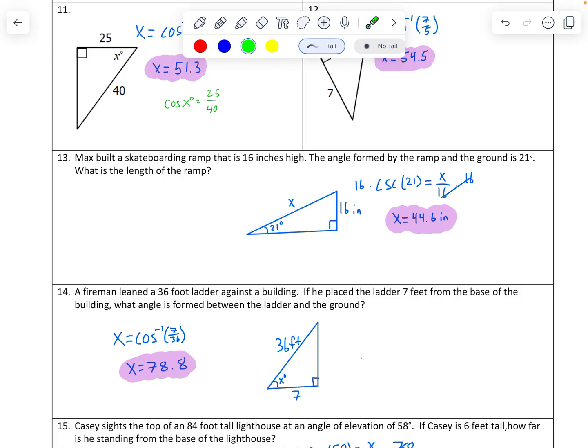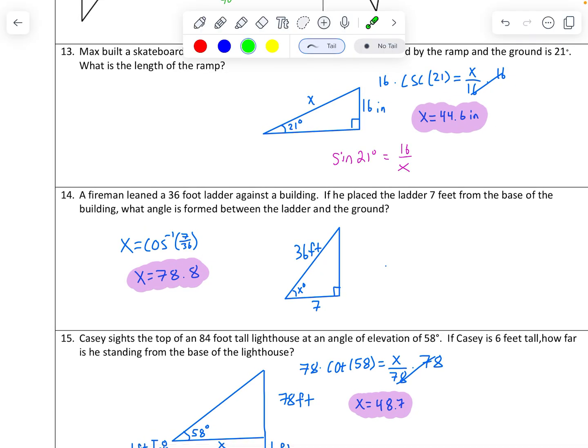And so we have this angle, we have opposite and hypotenuse, so that's going to be sine. So sine of 21 degrees is equal to 16 over x, opposite over hypotenuse. Multiply both sides by x, divide by sine of 21. Again, using cosecant here is not something we talked about, but you can always just do it this way instead.